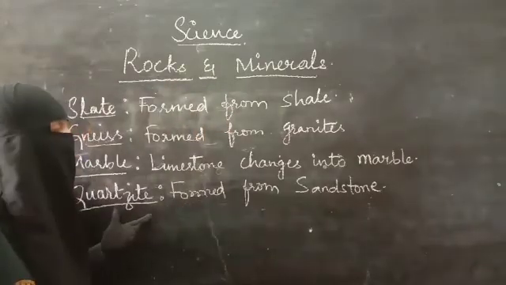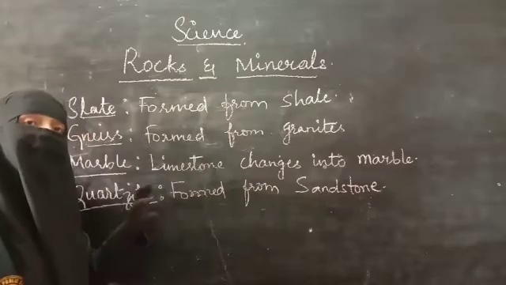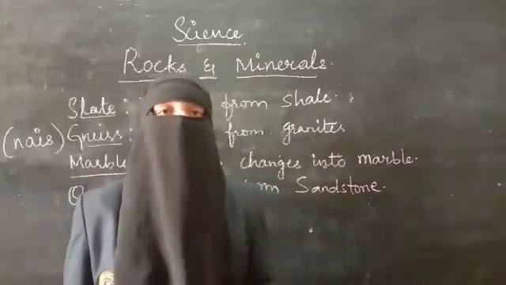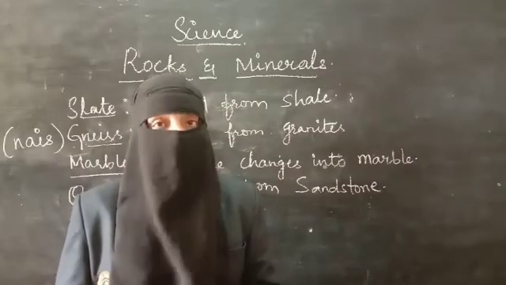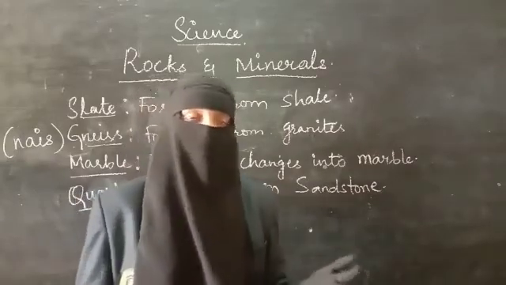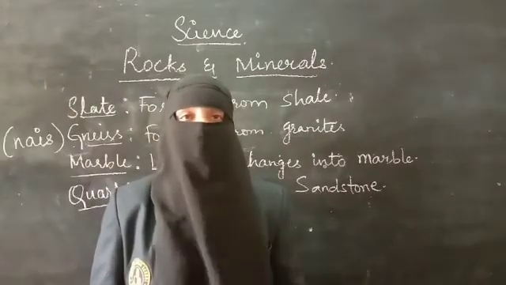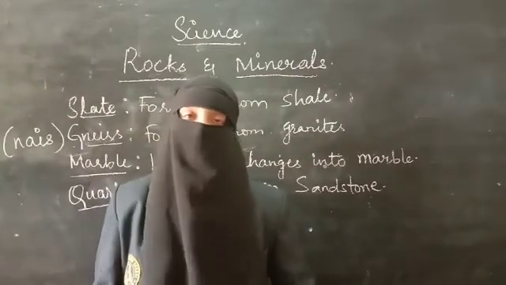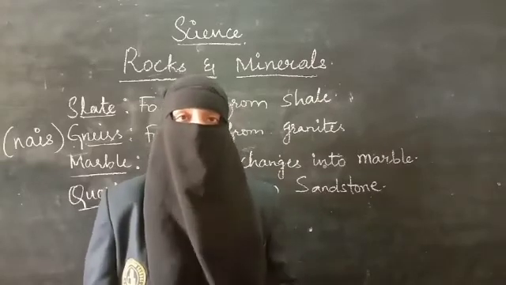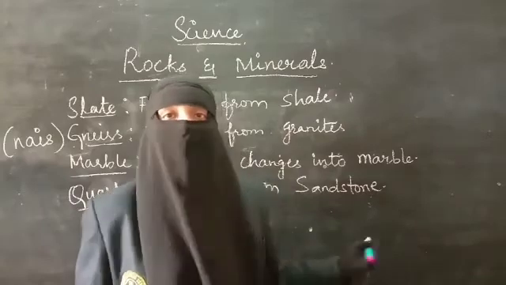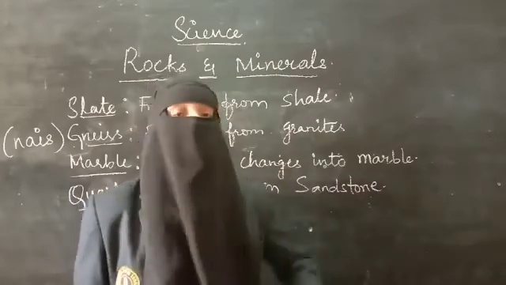It was sandstone, and because the particles present in it have broken down, or they have stretched, it has changed into quartzite. Quartzite is very hard, so it is not used for building and construction purposes, but it is used for making statues. You can see statues and idols are made up of quartzite. So these are the different types of metamorphic rocks.